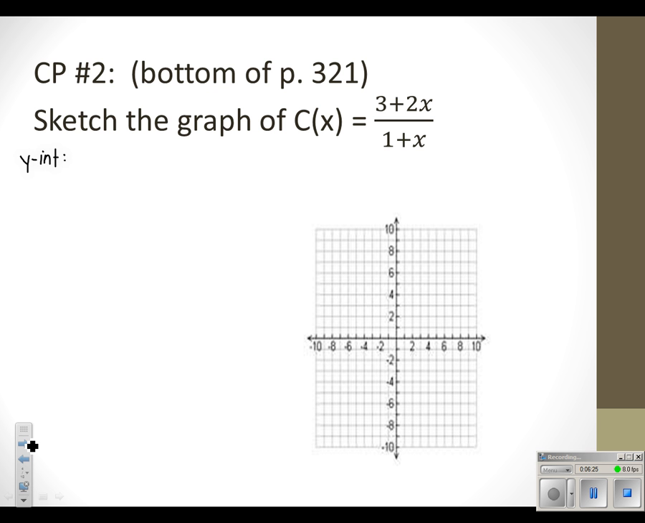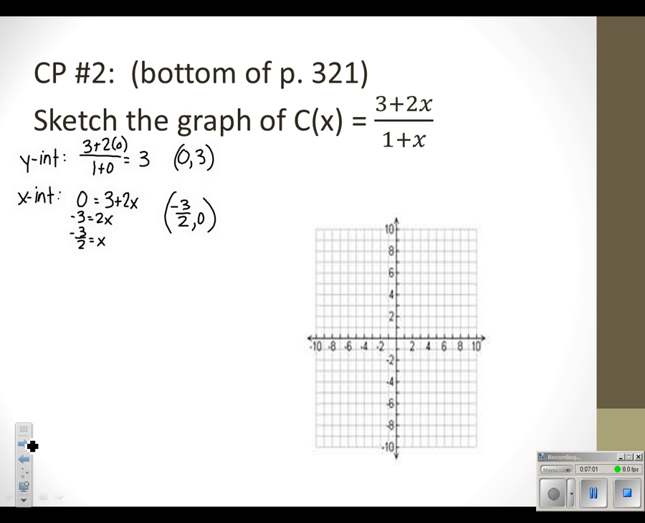Putting 0 in for x, we're going to get 3 plus 2 times 0 over 1 plus 0, or 3. So when we put in 0, we get out 3. The x-intercept: 0 equals, and I'm only looking at the numerator here, 3 plus 2x. So move the 3 over. I get -3/2 for x. So -3/2 and 0 is my x-intercept.